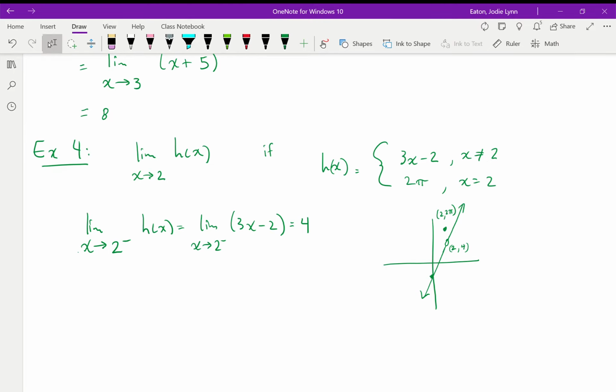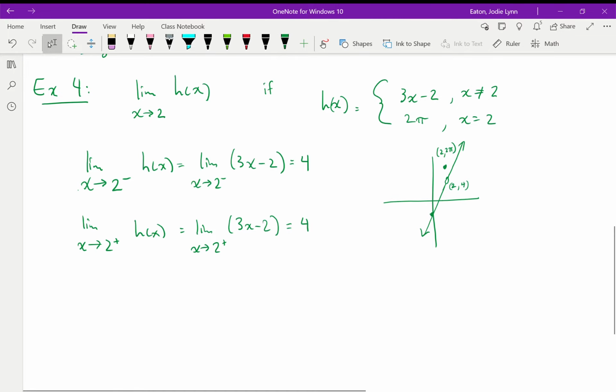Okay, so now we have the limit as x approaches 2 from above of h of x, and when we're above, this is the same thing. So this is the limit as x approaches 2 plus, because we still have the same function, 3x minus 2, operating here, and that is also equal to 4. When we have something just above, we're still approaching 4.